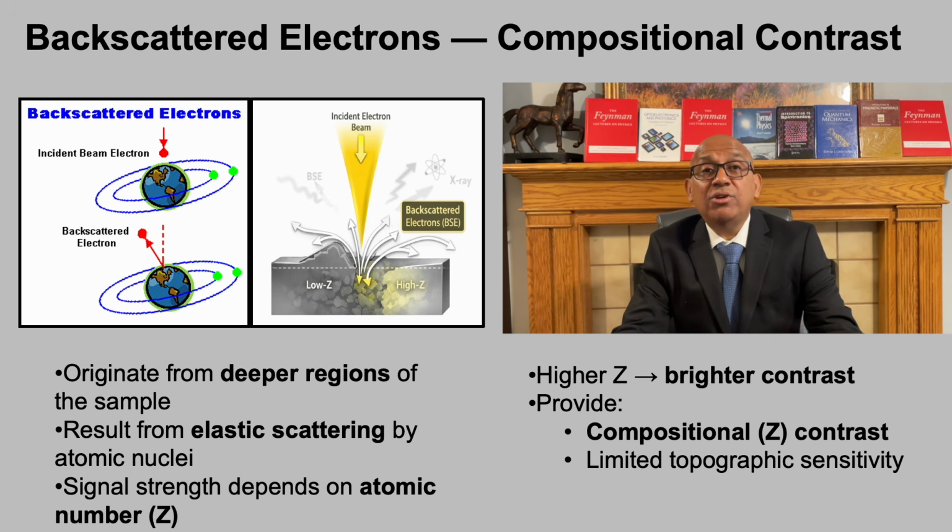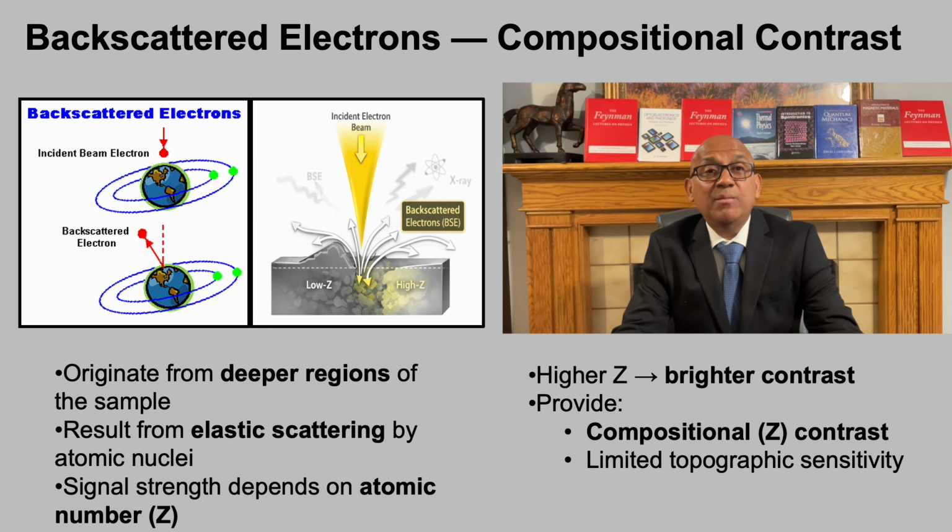Backscattered electrons originate from deeper within the sample and result primarily from elastic scattering of the incident electron beam by atomic nuclei. Unlike secondary electrons, the intensity of backscattered electrons depends strongly on the atomic number of the material. Heavier elements scatter electrons more efficiently and therefore appear brighter in backscattered electron images, while lighter elements appear darker.